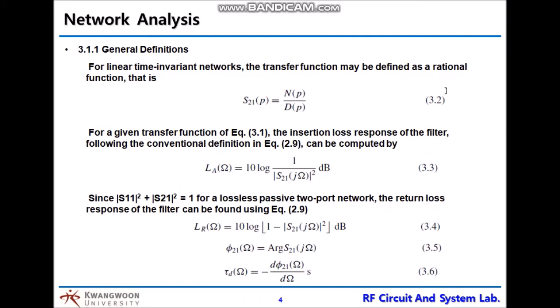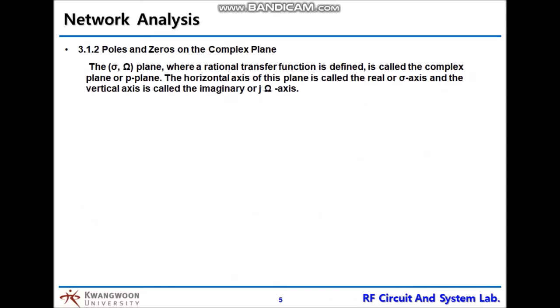For linear time-invariant networks, the transfer function may be defined as a rational function, that is equation 3.2, where Mp and Dp are polynomials in a complex frequency variable p equals sigma plus j omega. For a lossless network, the real frequency sigma equals 0 and p equals j omega.